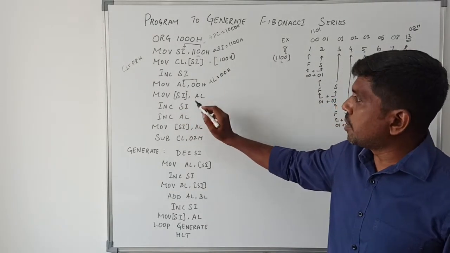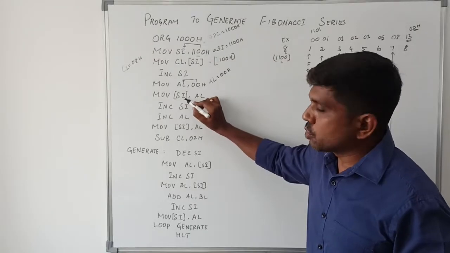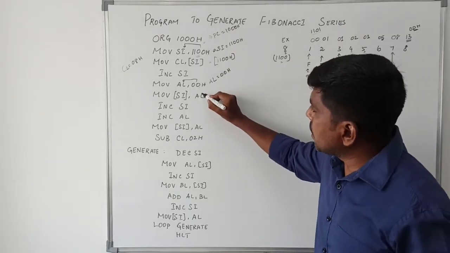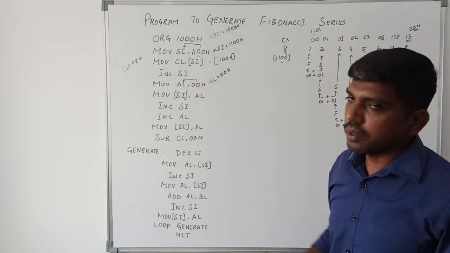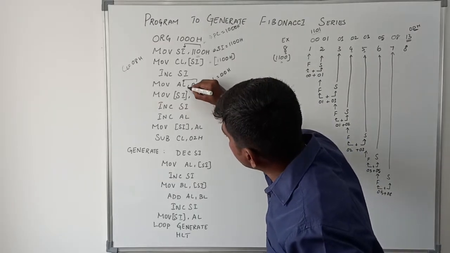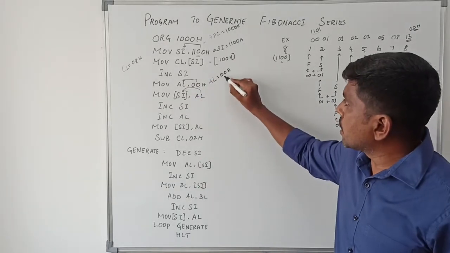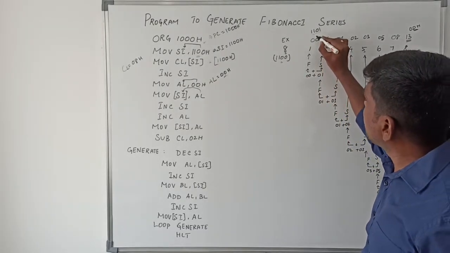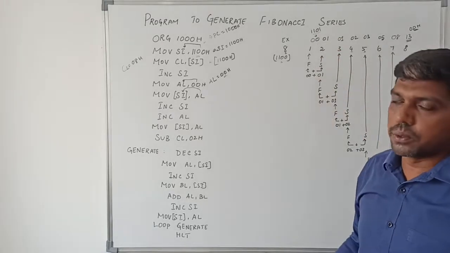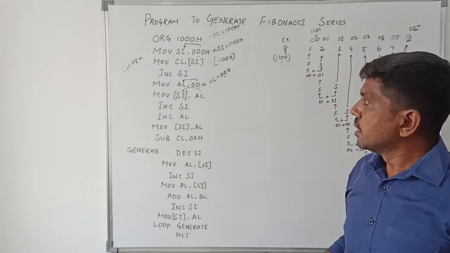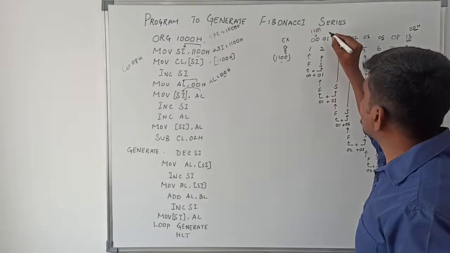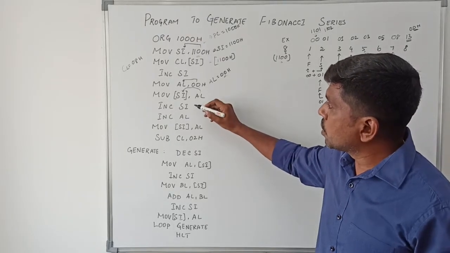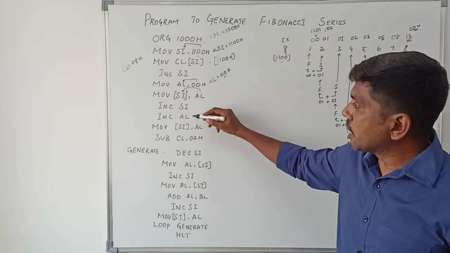Then MOV [SI], AL. Now the source index value is 1101, a memory location. Whatever value is present in the AL register is loaded to that location. The AL content is 00. After execution of this instruction, memory location 1101 holds the data 00. Then INC SI. After incrementing the SI value, you get memory location 1102. So 1102 is now the source index value. Then INC AL.